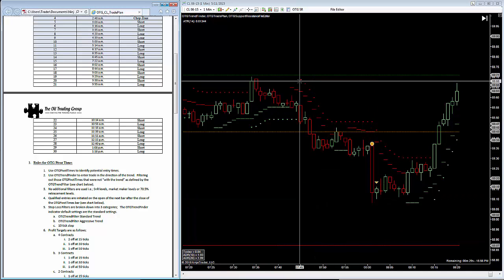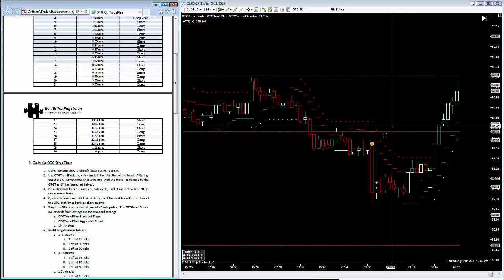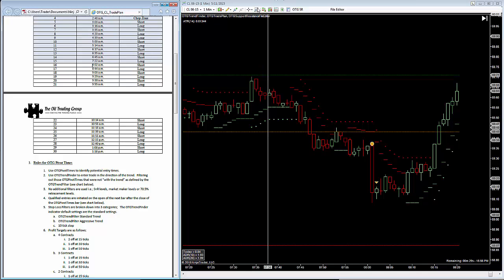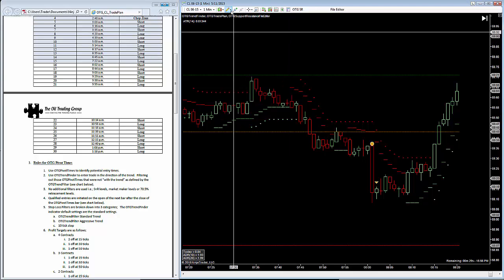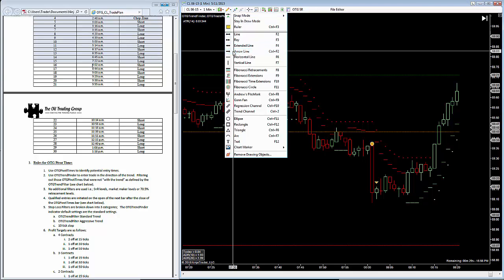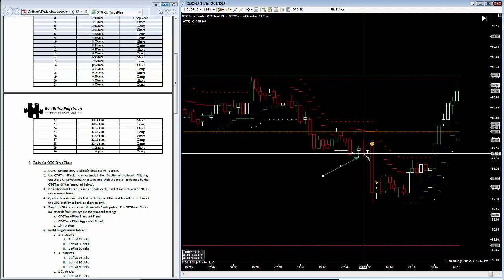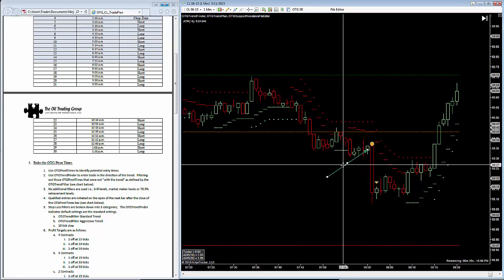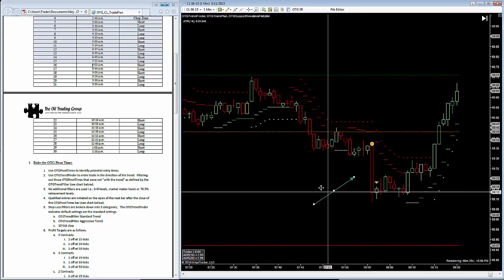Now, this OTG Trend Finder here, these dots do not auto-populate. They are dots and triangles that I put on the chart just for illustration purposes, but I don't want you to be confused. These do not auto-populate on your chart, but these lines here and here are ideas that I put on the chart just to help illustrate.